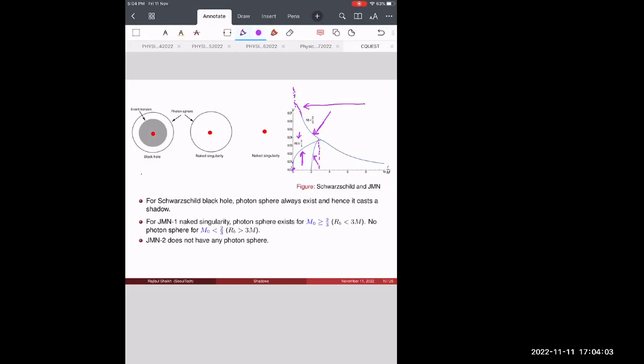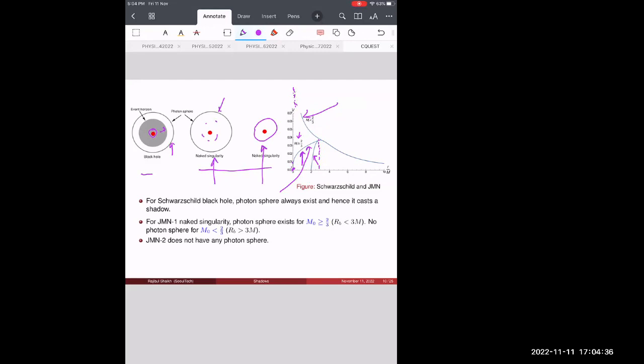In this diagram, for the Kerr black hole we have the central singularity, event horizon, then photon sphere. However, for the JMN naked singularity, we have two cases as we discussed. In this case, we don't have any photon sphere, so this is just a singularity. And in this case, we have a photon sphere. So we have a singularity and photon sphere, but no event horizon. This case will cast a shadow, and this case will not cast any shadow.